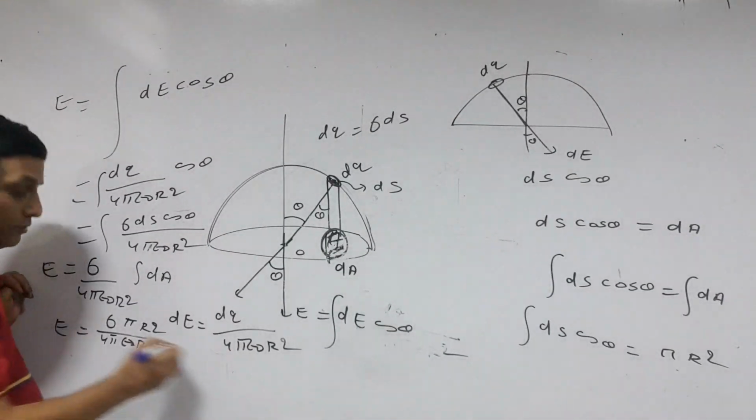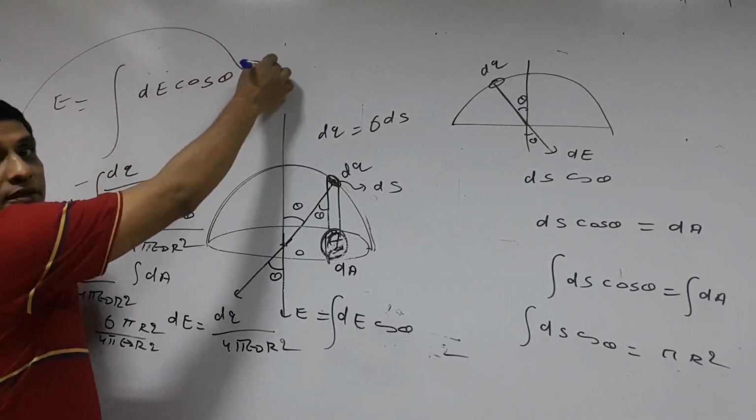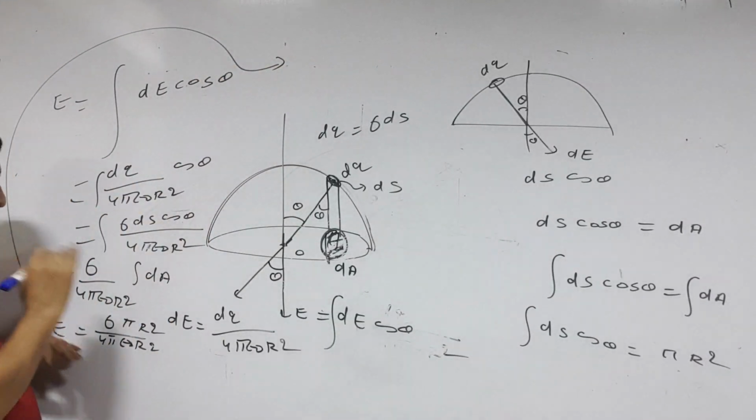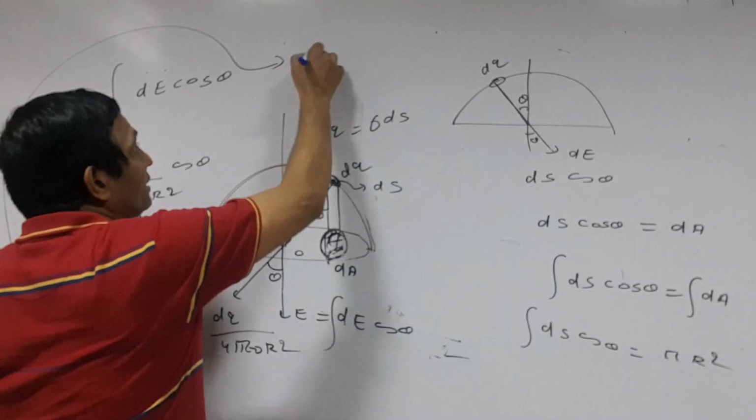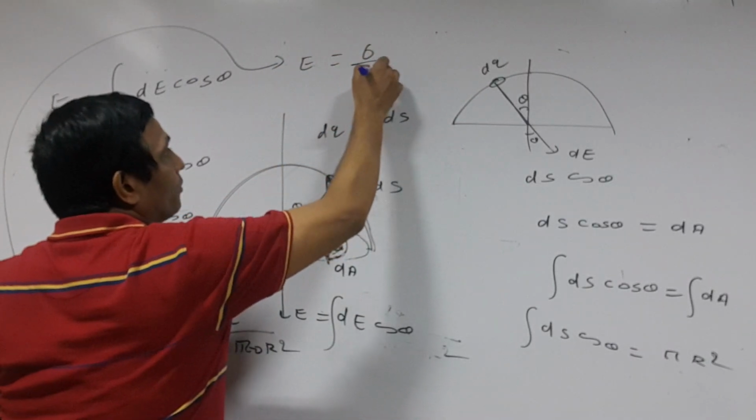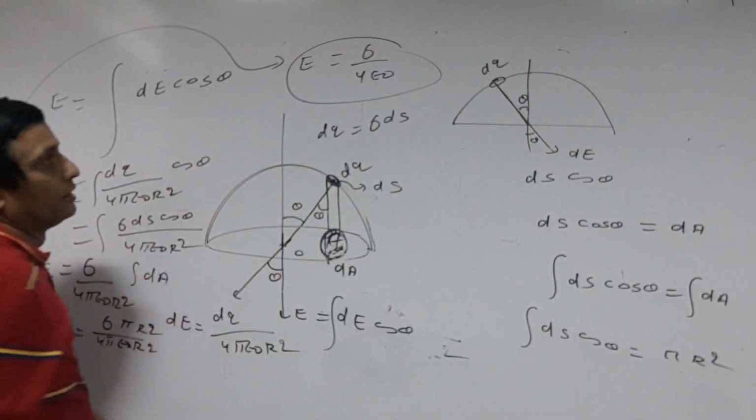From this expression, it is obvious that E is equal to sigma by 4 epsilon naught.